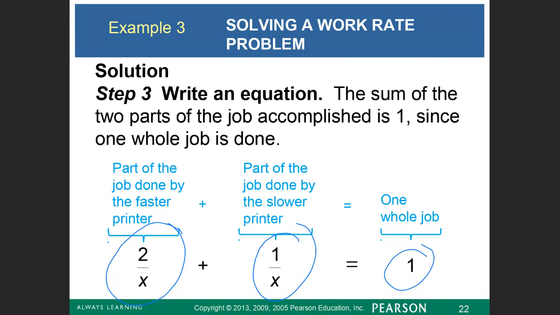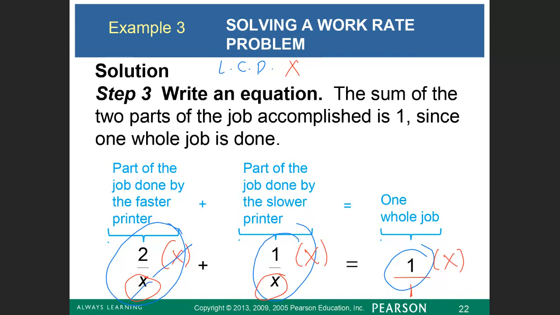So looking at this, the LCD here, you have x here, and then you have x, and then the bottom of your right side of the equation, it's a 1 because that's a whole number 1. So therefore, the LCD here is just x. So you can multiply the whole equation by x. So multiplying x here, multiplying x here, multiplying x here, and then x will be cancelled out on the first term.